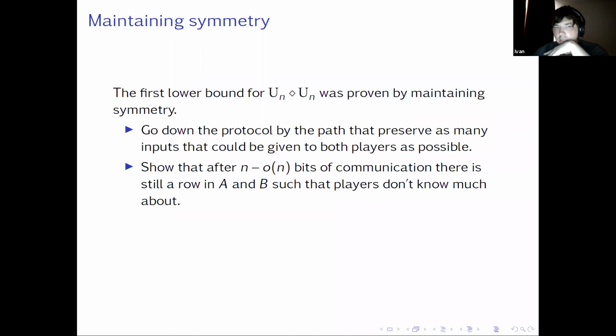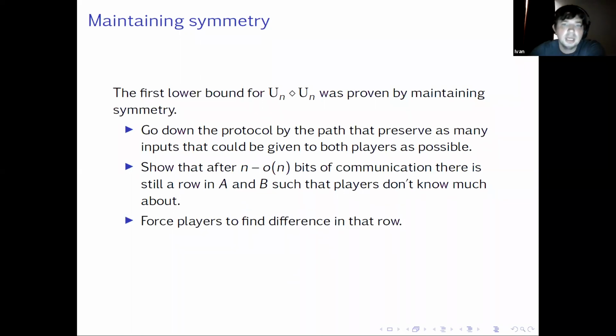And then you need to notice that if you still have a lot of inputs that could be given to both players, we couldn't have communicated a lot about every row of their matrices. There was no way to send a lot of information about each of the rows. So there are some rows that are not talked about. Basically, this very boiled down argument is that if we have n bits of communication, we talked on average about 1 bit about every row. So there is one row that we basically haven't talked about.